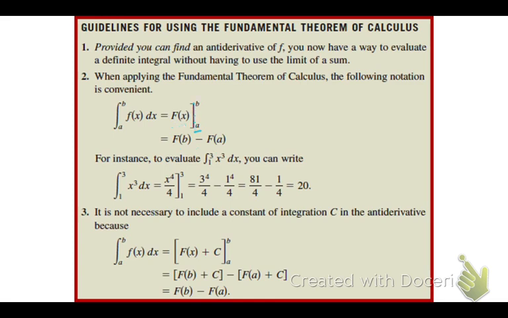So the example they have is the integral from 1 to 3 of x cubed dx. So the integral of x cubed would be x to the 4th over 4. Correct? Add 1, divide by it. So then you plug in 3. So you have 3 to the 4th over 4 minus, and you plug in 1 to the 4th over 4. So 81 minus 1 is 80 divided by 4 is 20. I think it's 20.